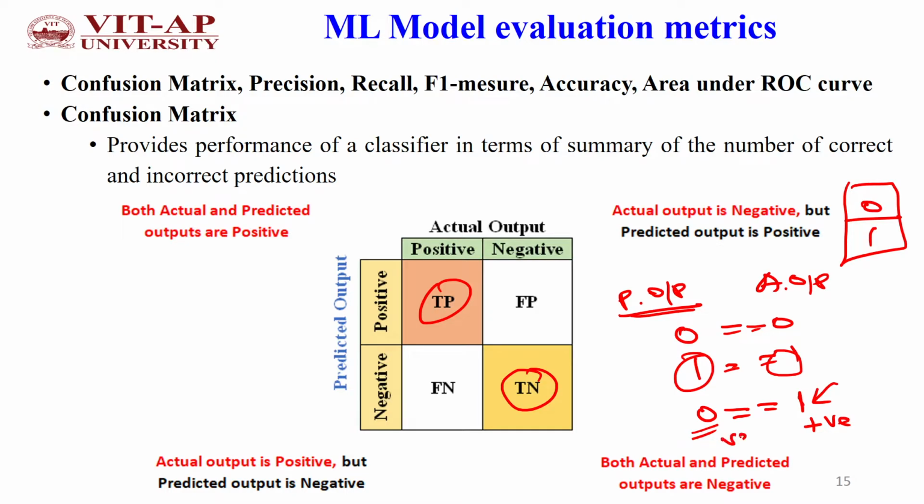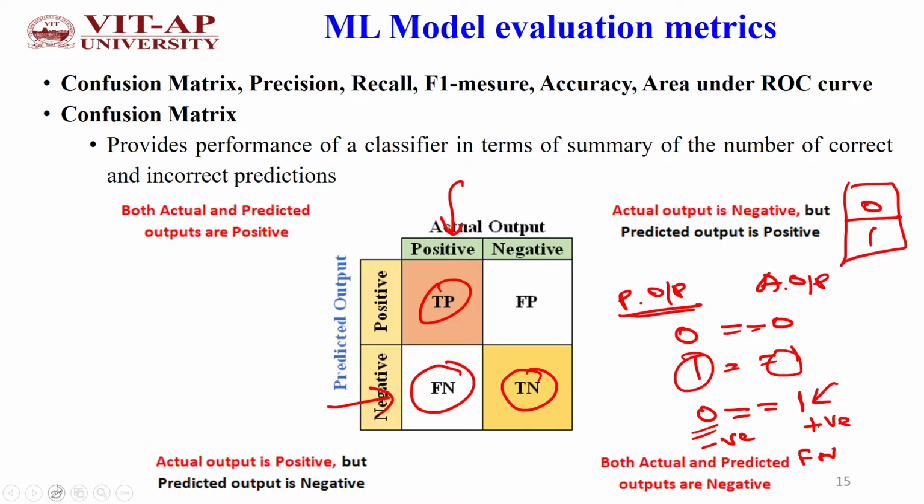Wrongly predicted as negative. So this is positive, this is negative, so this is called a false negative. Actually the output is positive but predicted as negative, false negative.